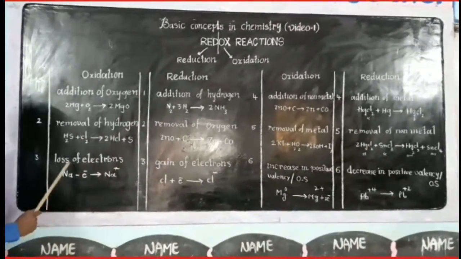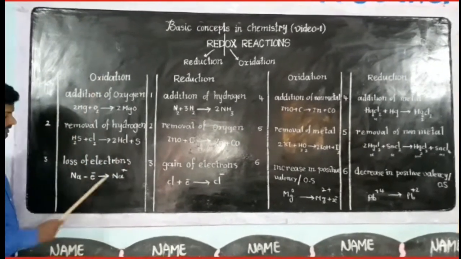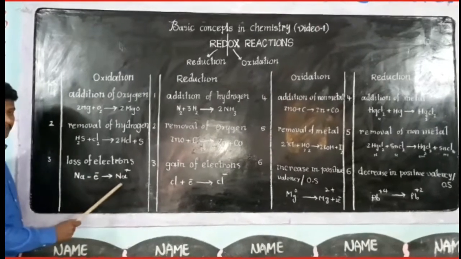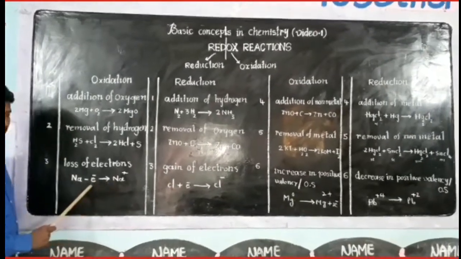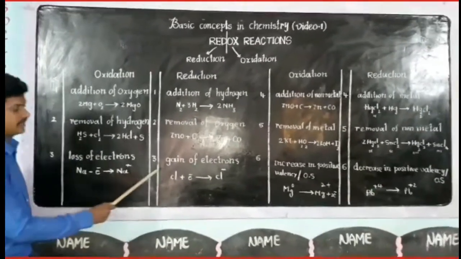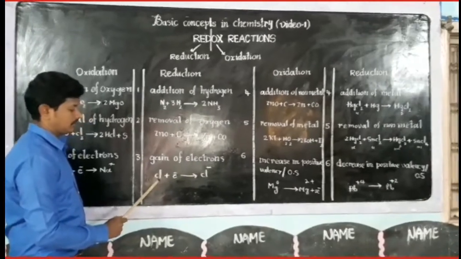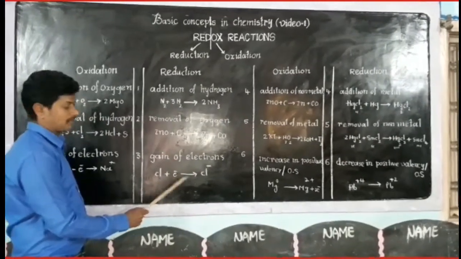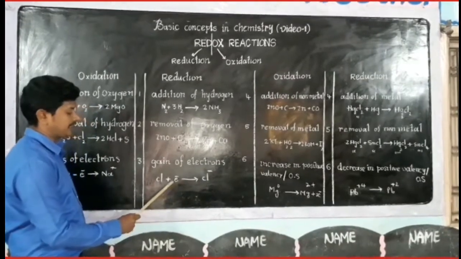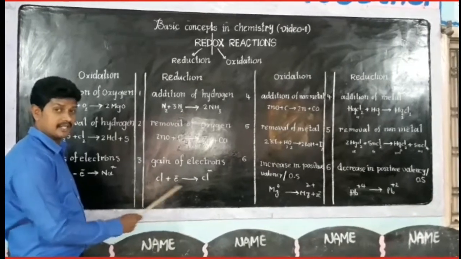Next, third one, loss of electrons is also considered oxidation reaction. Here sodium, Na, loses one electron to form Na+ ion. Here electron is being removed from sodium, it is an oxidation reaction. Next, gain of electrons. Here chlorine gains one electron and forms Cl-, also called chloride ion. Here electron is being gained by Cl, it is a reduction reaction.